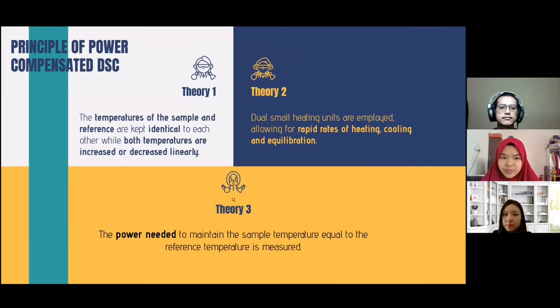We have 3 principles of power compensated DSC. The first one, the temperatures of the sample and reference are kept identical to each other while both temperatures are increased or decreased linearly. Then, due to the small heating units that are employed, it allows for rapid rates of heating, cooling, and equilibration. Then the power needed to maintain the sample temperature equal to the reference temperature is measured. So that's why we can get the curve of power versus temperature.